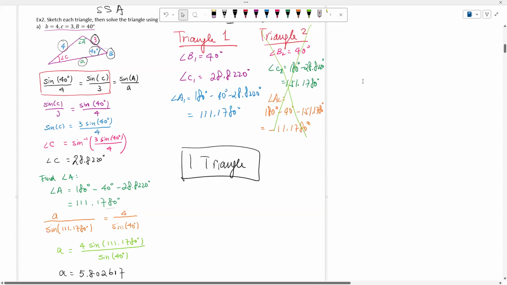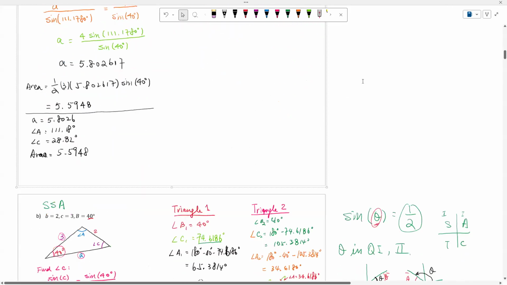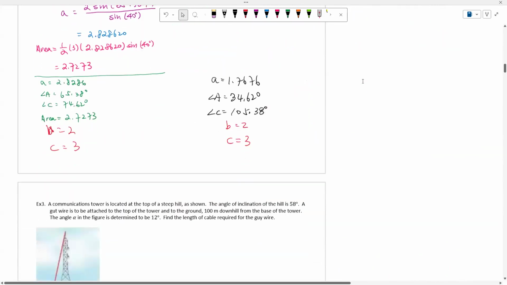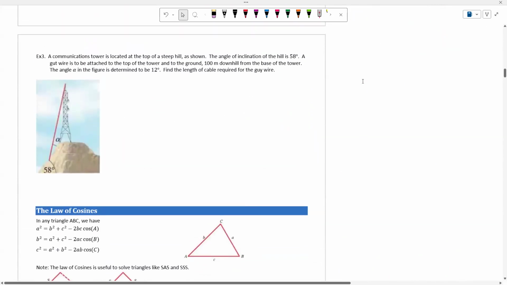Okay, so now let us continue to see, to finish this now, okay?